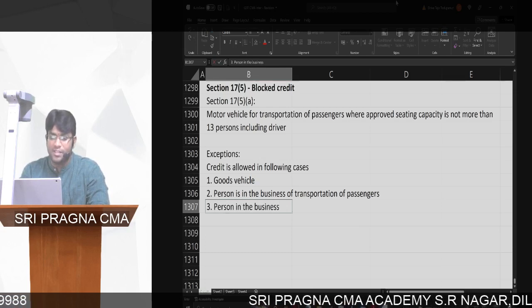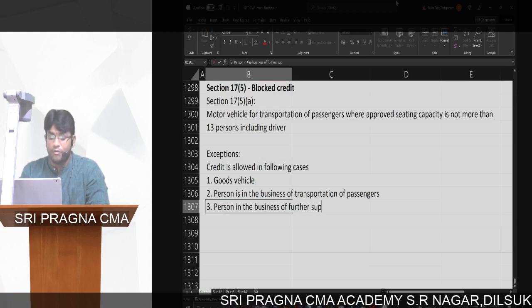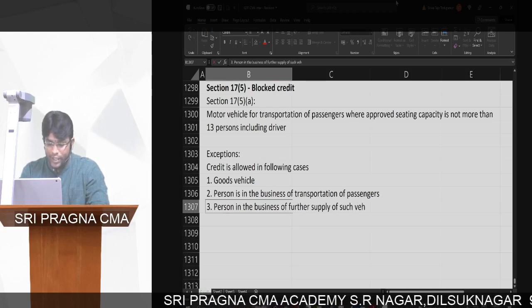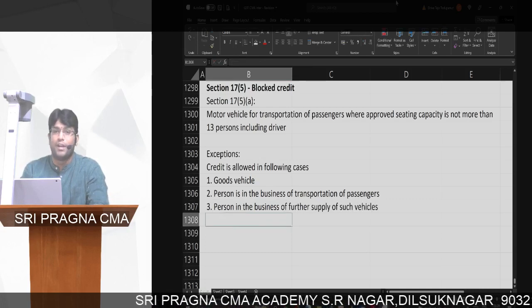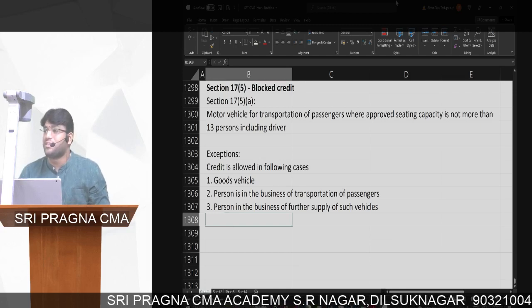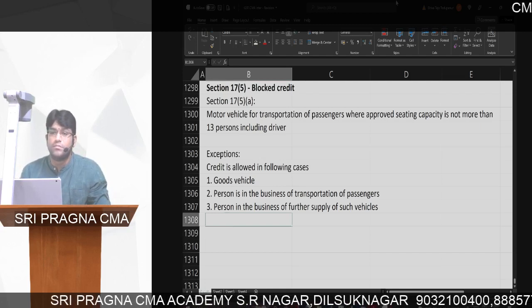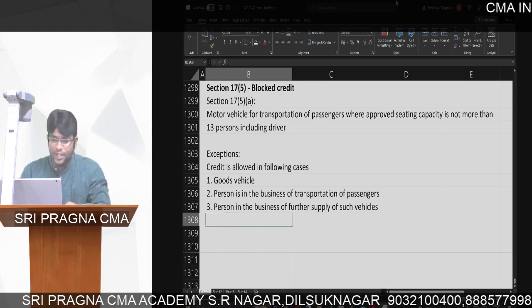Person is in the business of further supply of such vehicles. That means buying vehicles and selling vehicles is his business. For him the vehicle is not an asset, for him the vehicle is stock. Then credit is allowed. Last point.